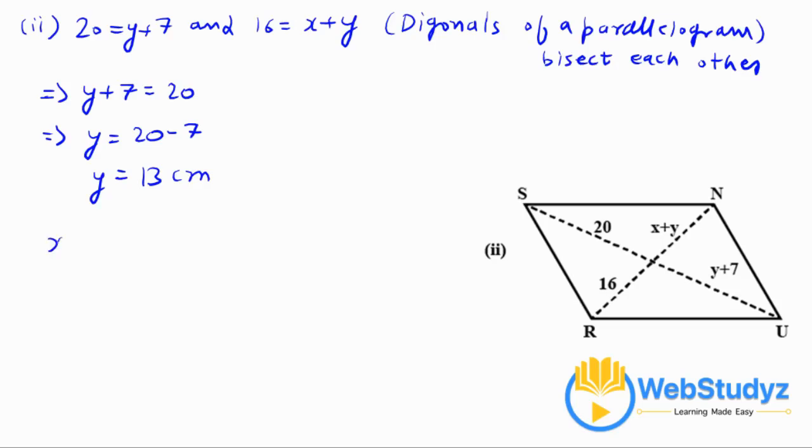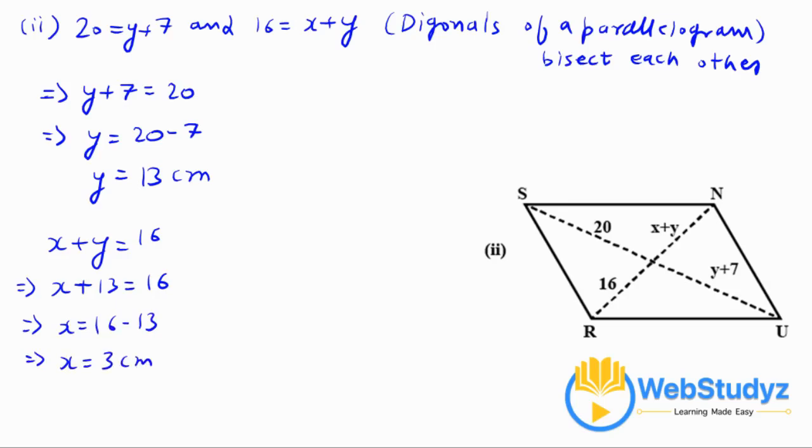Also, the second equation is x plus y equals 16. So we can put the value of y to find out x. So x plus 13 is equal to 16. So from here we can calculate the value of x as 16 minus 13. So x comes out to be 3 centimeter. So the final values are x is 3 centimeter and y is 13 centimeter.